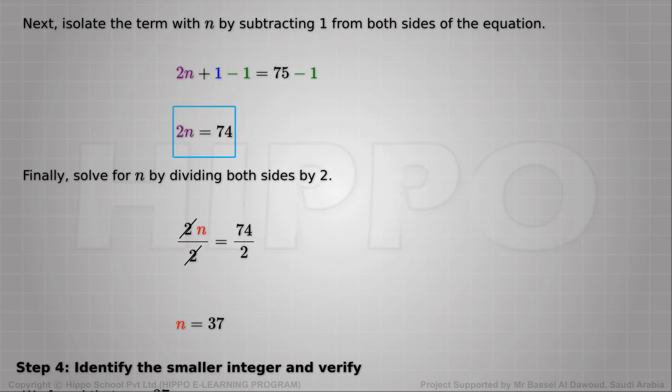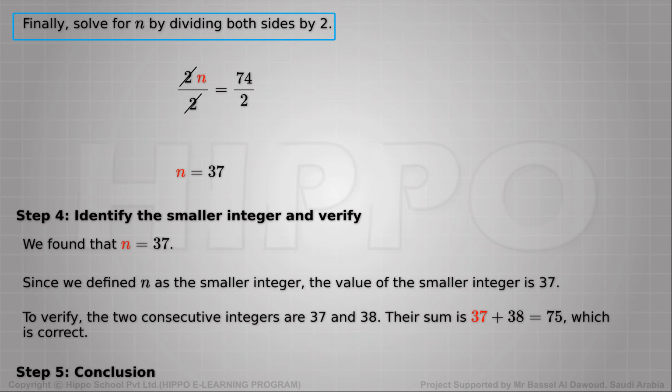On the left, 1 minus 1 is 0, so we are left with just 2n. On the right, 75 minus 1 is 74. This gives us the new, simpler equation: 2n equals 74. This is the last part of solving for n. Our equation is 2n equals 74.